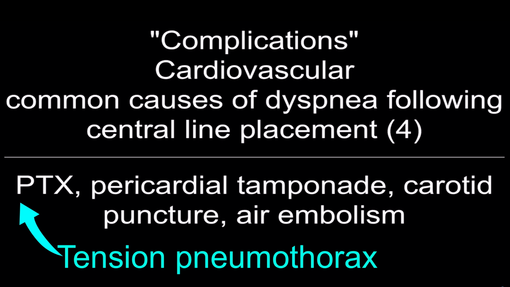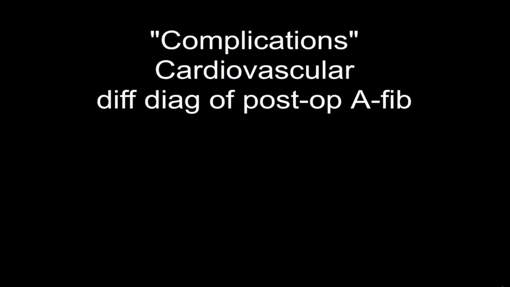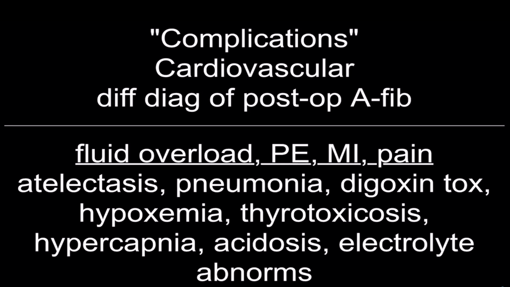Cardiovascular, common causes of dyspnea following central line placement: PTX, pericardial tamponade, carotid puncture, and air embolism. Cardiovascular differential diagnosis of post-op AFib: fluid overload, PE, MI, pain, atelectasis, pneumonia, digoxin toxicity, hypoxemia, thyrotoxicosis, hypercapnia, acidosis, and electrolyte abnormalities.